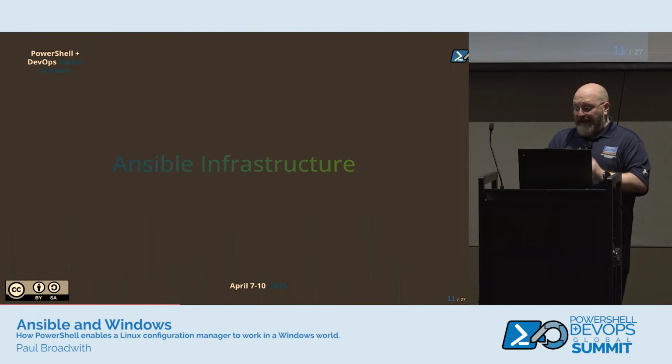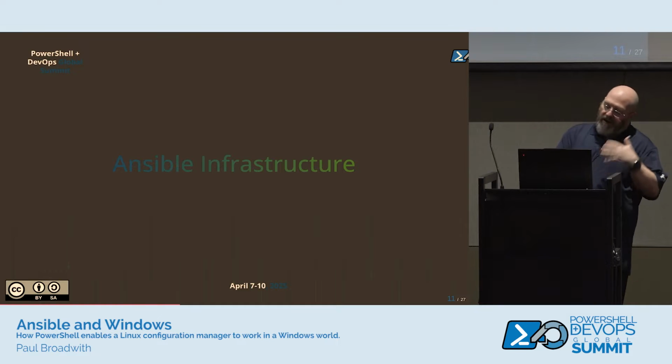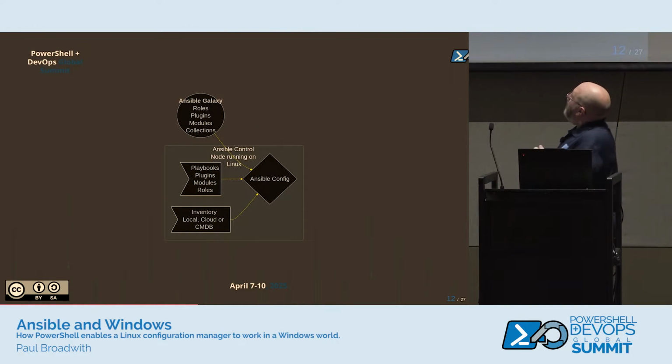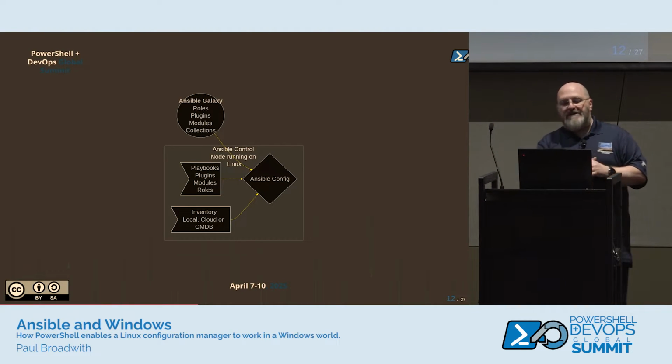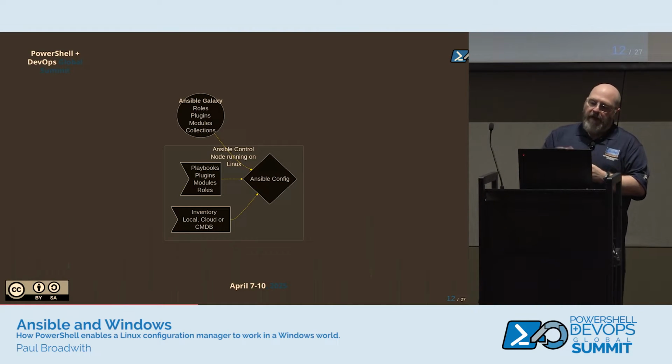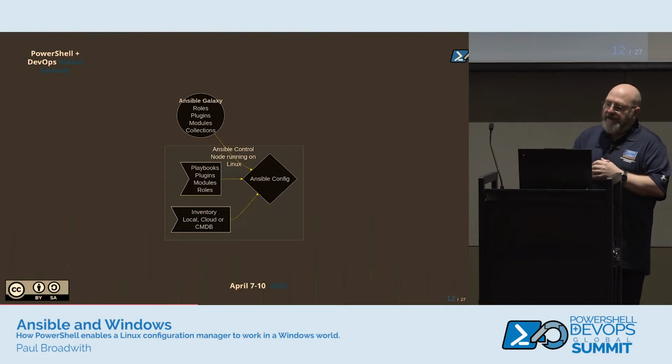So Ansible infrastructure itself, how does it all work? How does it hang together? In the middle there, hopefully you can see that, the Ansible control node is running on Linux, and it only runs on Linux. We'll talk about it in a couple of slides. But the important part inside that box is the configuration itself and the components that make up the Ansible configuration. So we've got Ansible Galaxy at the top, we've got playbooks, plugins, modules and roles, and then at the bottom we've got the inventory itself. We'll just run through it starting from the middle.